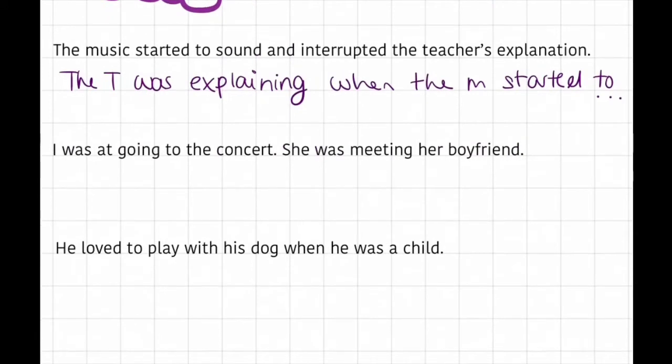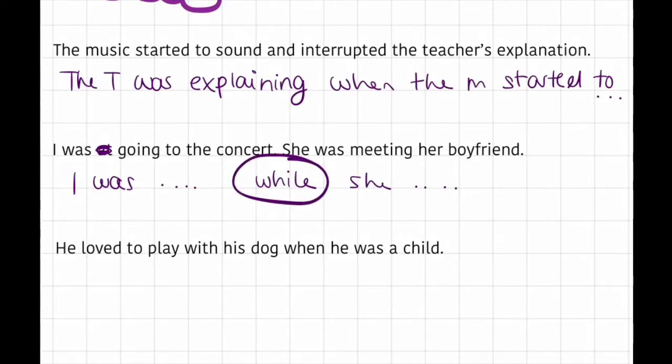Another way in which we can use the past continuous is for expressing actions that happen simultaneously, that is, at the same time. Okay, here there is a mistake, but the example would be, I was going to the concert and she was meeting her boyfriend. Two actions were happening at the same time. So the example would be, I was going to the concert, while she was meeting her boyfriend. So we just have to use while to explain that these two actions were happening at the same time.